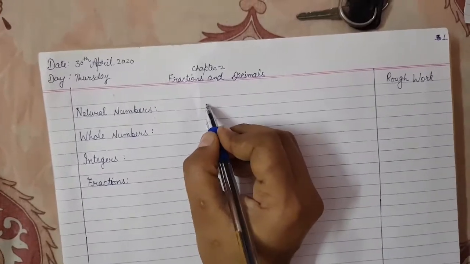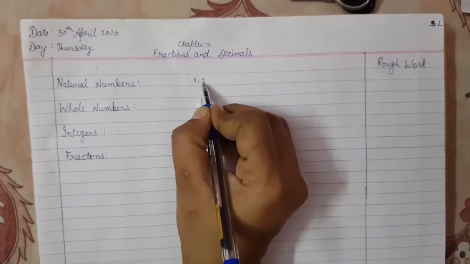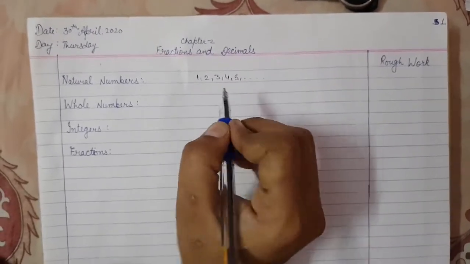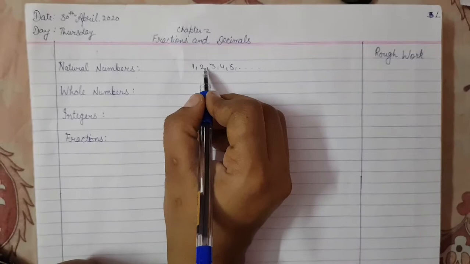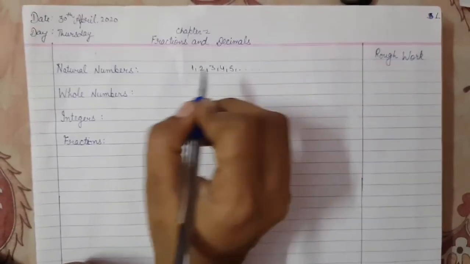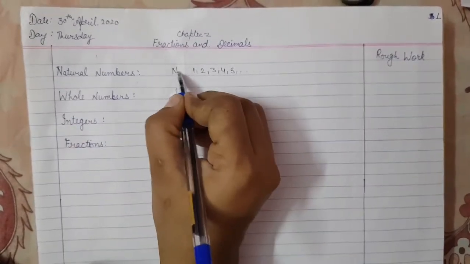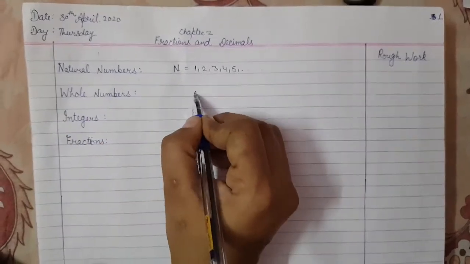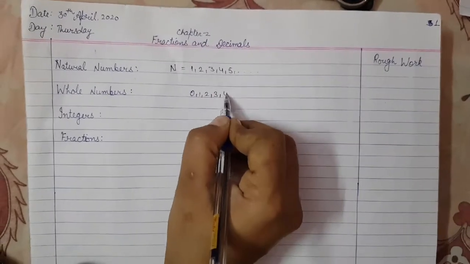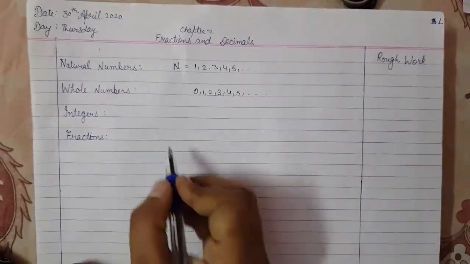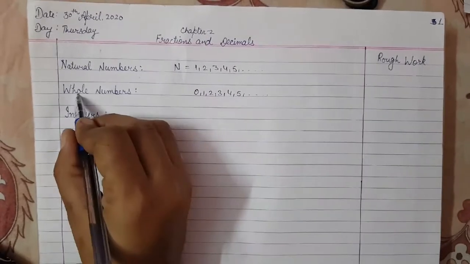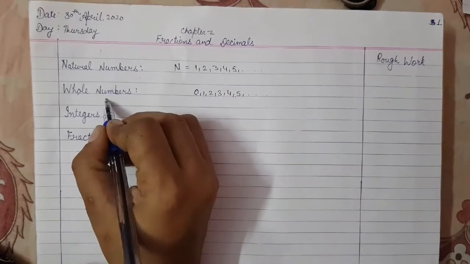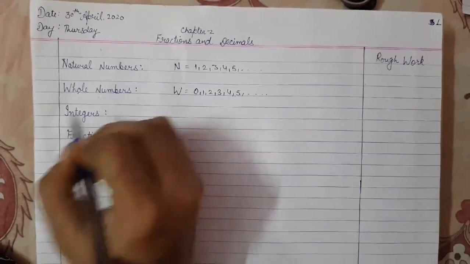So we know counting numbers are 1, 2, 3, 4, 5 and so on. They go up to infinite. Generally we start counting from 1, 2, 3, 4, 5. So these are called natural numbers, and capital N is used to denote natural numbers. Then whole numbers. If I include 0 in natural numbers, that is 0, 1, 2, 3, 4, 5 and so on, then these all numbers are called whole numbers. That means 0 together with natural numbers is called whole numbers, and W is used to denote whole numbers.